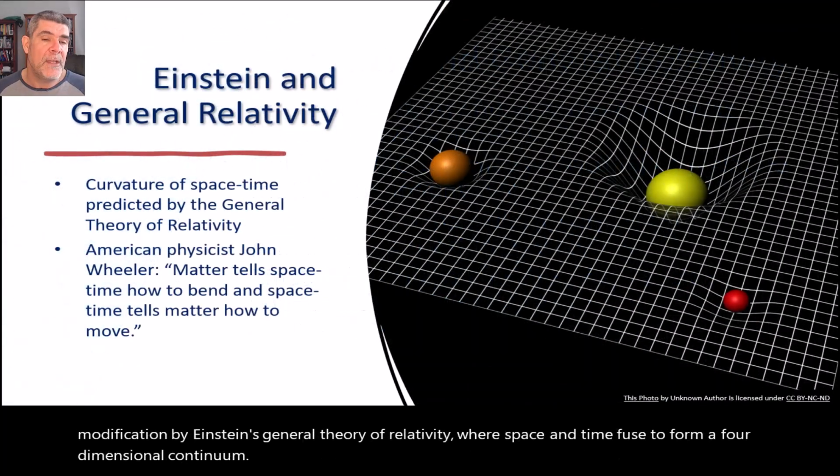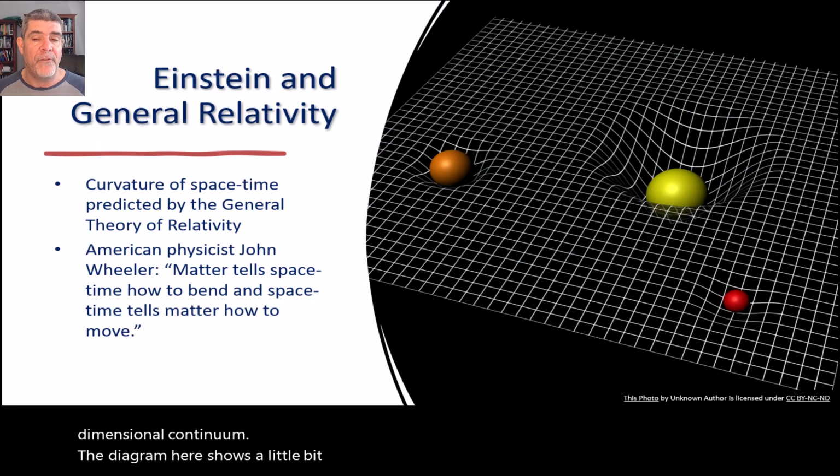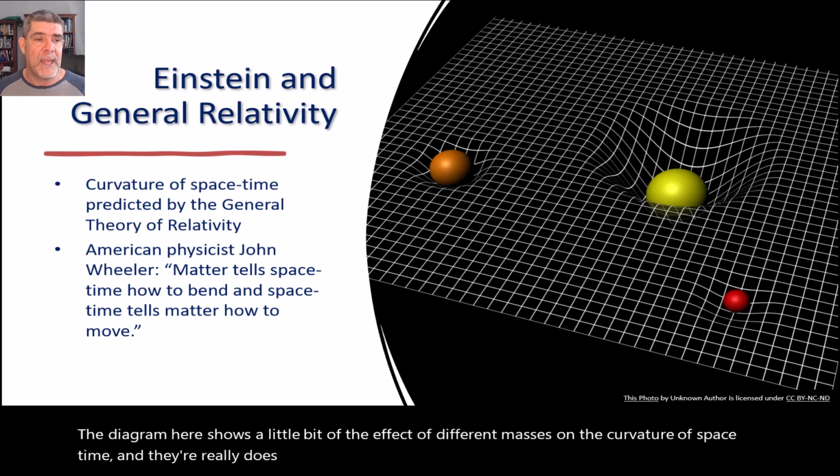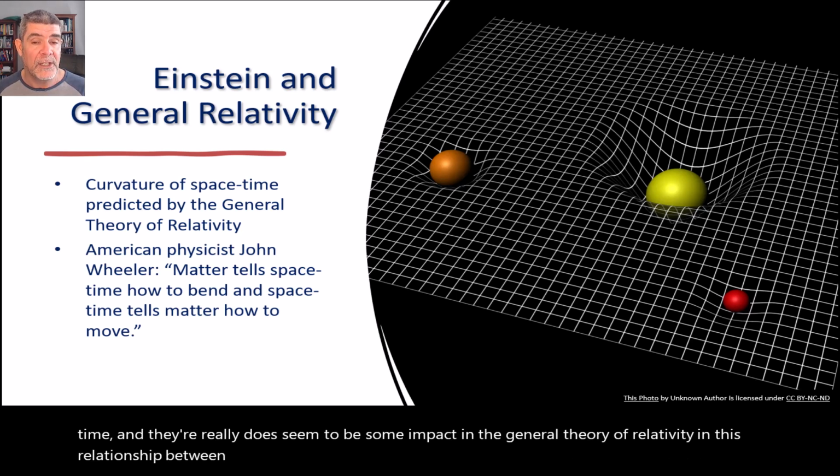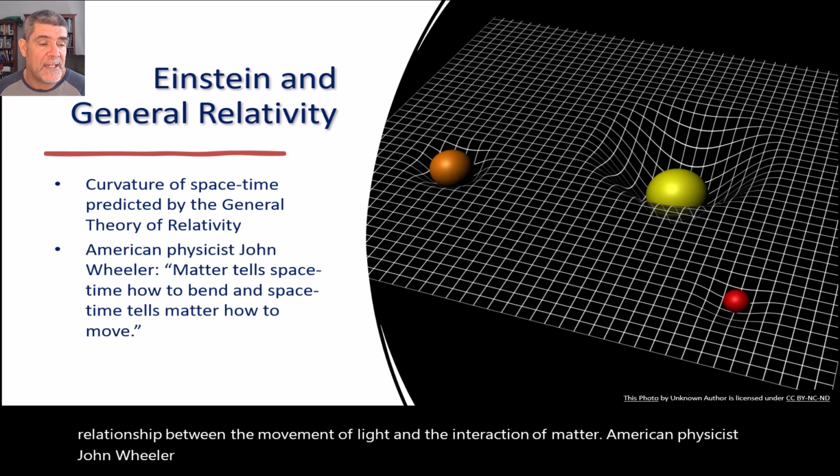The diagram here shows a little bit of the effect of different masses on the curvature of space-time, and there really does seem to be some impact in the general theory of relativity in this relationship between the movement of light and the interaction of matter. American physicist John Wheeler described this as matter tells space-time how to bend and space-time tells matter how to move.